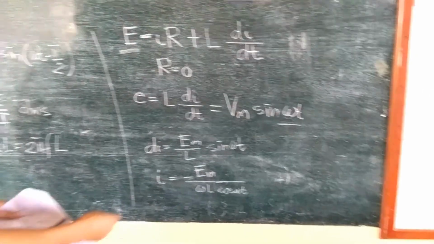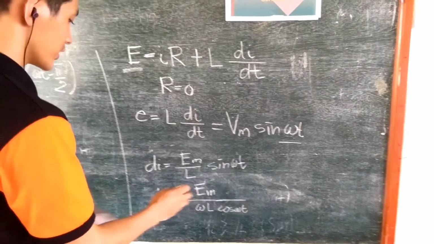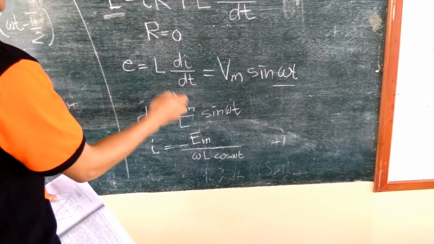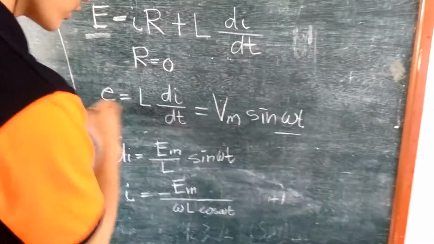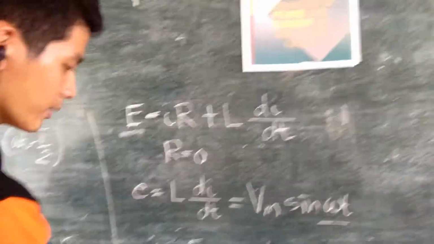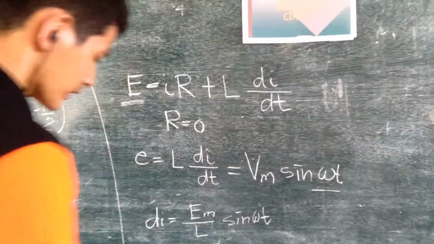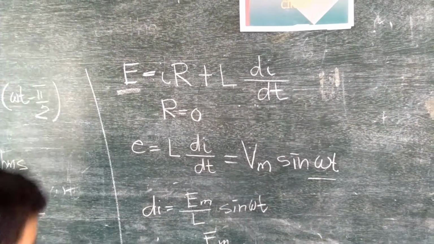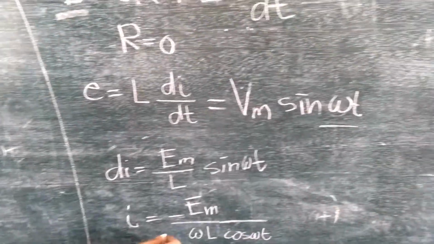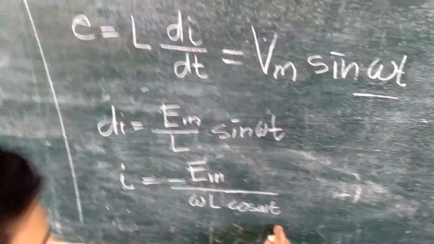Now, in finding the current, we will use integration. So, di would be equal to E_M, which is also the impressed voltage, sine omega t all over L. Now, integrating, we have the impressed current, which would be equal to negative E_M all over omega L cosine omega t.